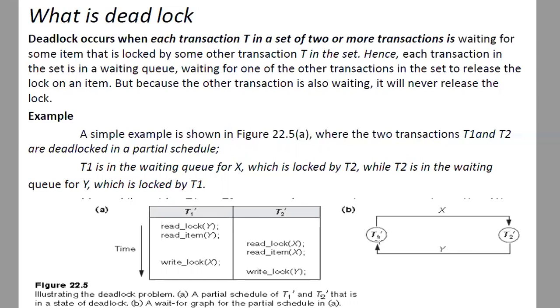The transaction T1 is waiting for X, which is held by T2, and T1 is holding Y. Then T2 is waiting for Y, and it is holding X. So one is holding one data item and waiting for the other data item to be released. The same thing here: this transaction is waiting for Y, which is locked by T1, and T1 is waiting for X, which is locked by T2. If this condition occurs in the transactions, then you can call it a deadlock.